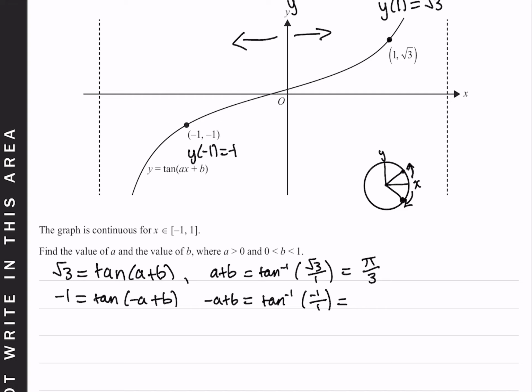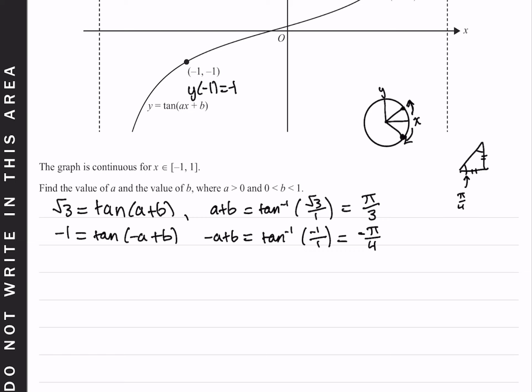And we know this next angle is going to be negative, because if we're going left of the origin, that means we're going clockwise around the circle. And we know that tan is negative in the fourth quadrant. Therefore, it's going to be negative pi on 4, because we know that with side lengths of 1 and 1, that gives us pi on 4. So it's going to be negative pi on 4.